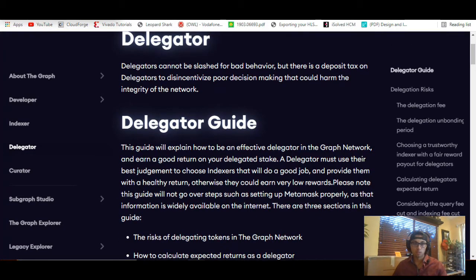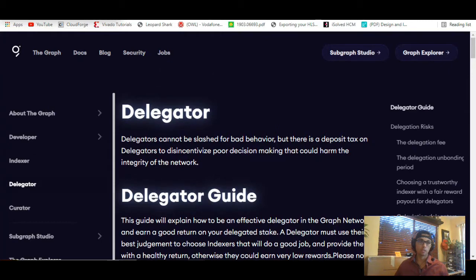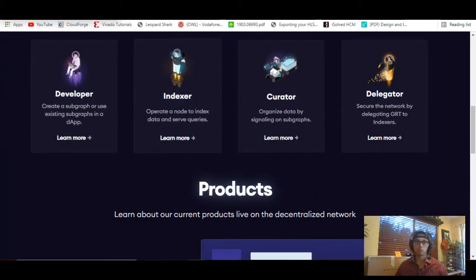Delegators must use their best judgment to choose indexers that will do a good job, so they delegate stake to indexers. Curators delegate stake to, basically, subgraphs, and that's kind of their interaction. Developer develops, indexer indexes, curator will stake to subgraphs, and delegator will stake to indexers.